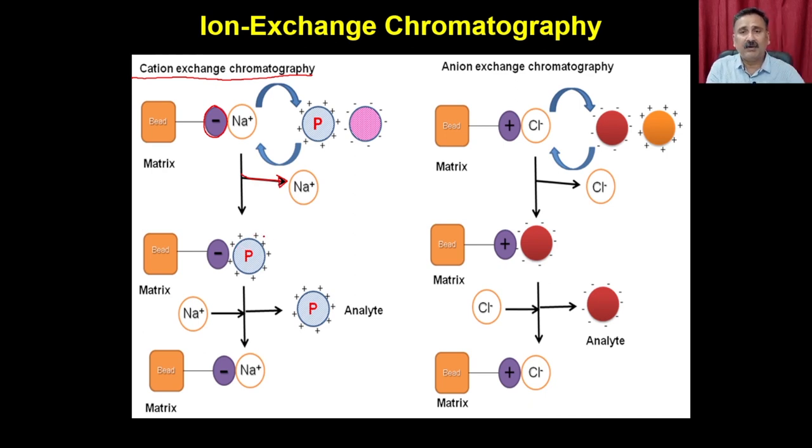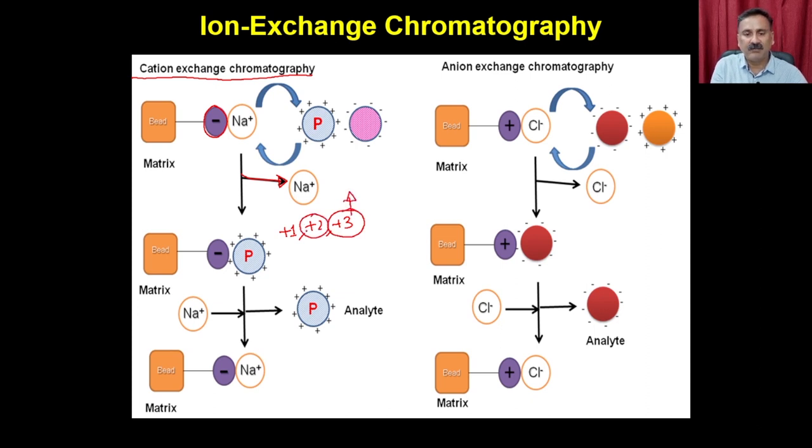And as you remember, when we were discussing the different types of analyte, when you have loaded onto the negatively charged matrix, the amount of charge on the protein is going to be different. So if suppose you have a plus one charge, plus two charge, plus three charge, the one with the highest charge is going to have the maximum strength.